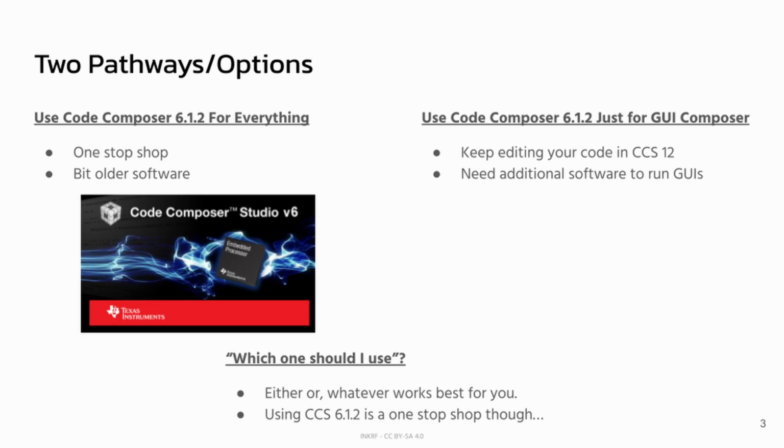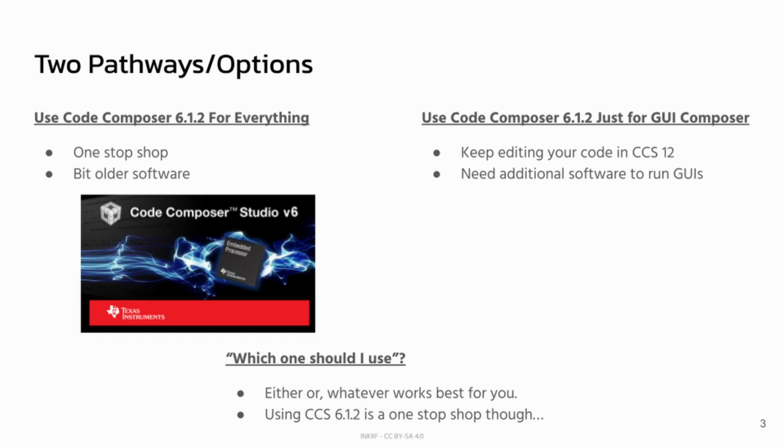There's two ways we can go about doing this. The first one is using Code Composer version 6.1.2 for everything, so it's a one-stop shop for everything we're doing, but it means we have to use an older piece of software. The other method is to use 6.1.2 for GUI Composer only, but keep editing our code in Code Composer 12, or whatever the current version we are using is.